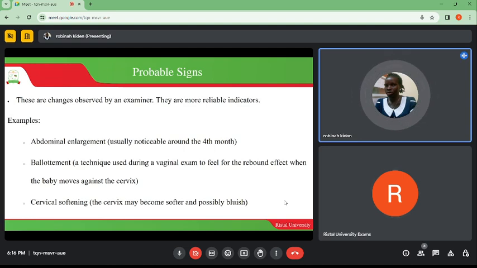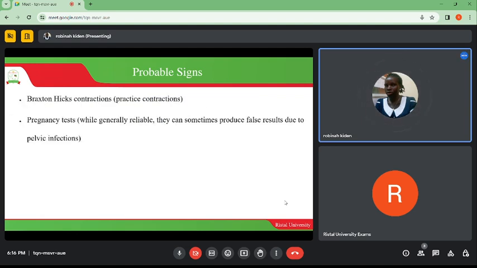Then another sign is cervical softening. The cervix will become softer and possibly bluish if it is observed, and this is because of the increased supply of blood into the cervical area.